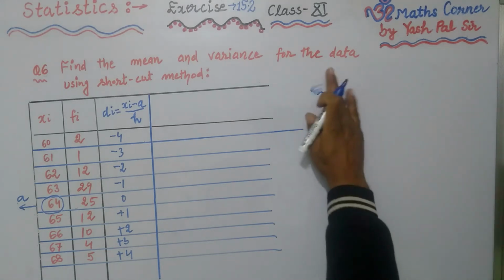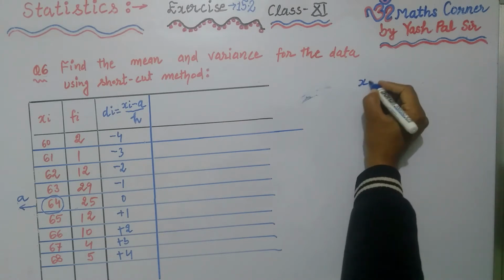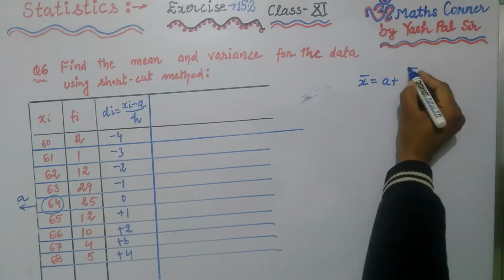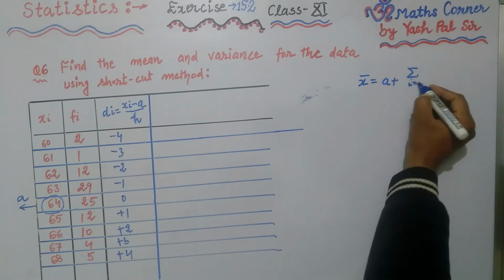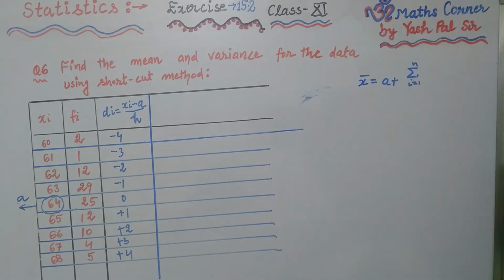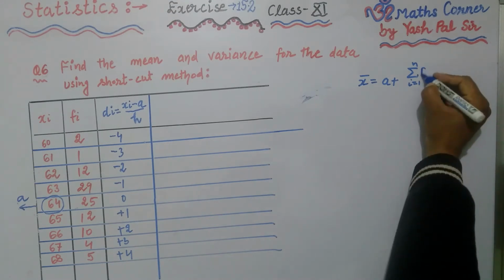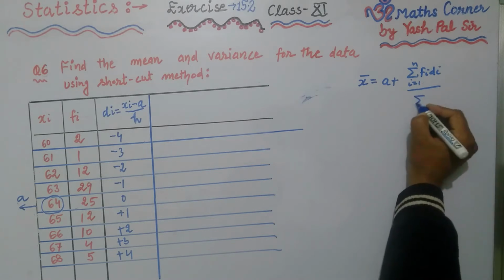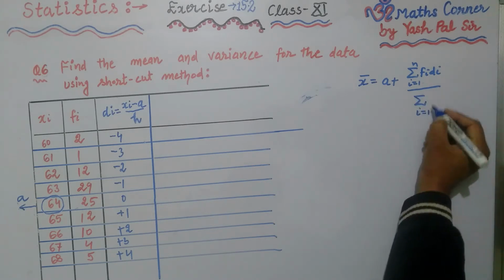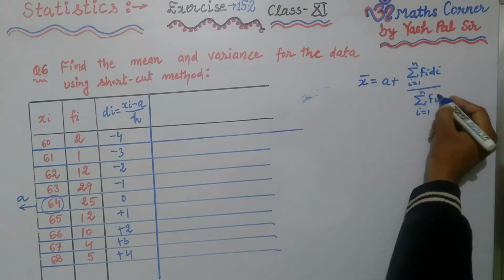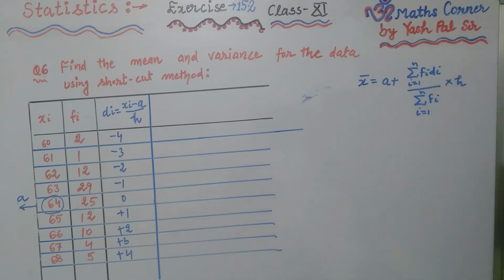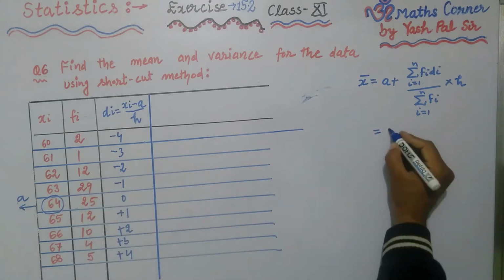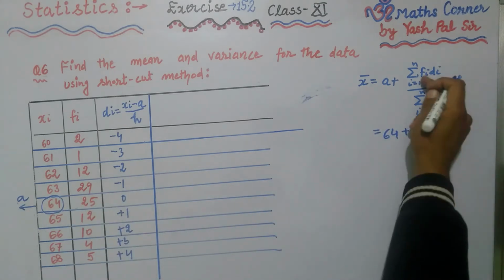Mean we calculate this way: x bar is equal to assumed mean plus summation i equal to 1 to n of fi into di, divided by summation i equal to 1 to n fi into h, right? So what is the assumed mean? This is 64 plus fi di.